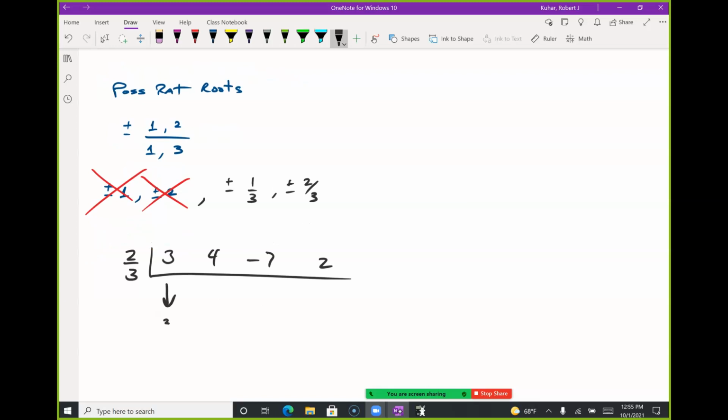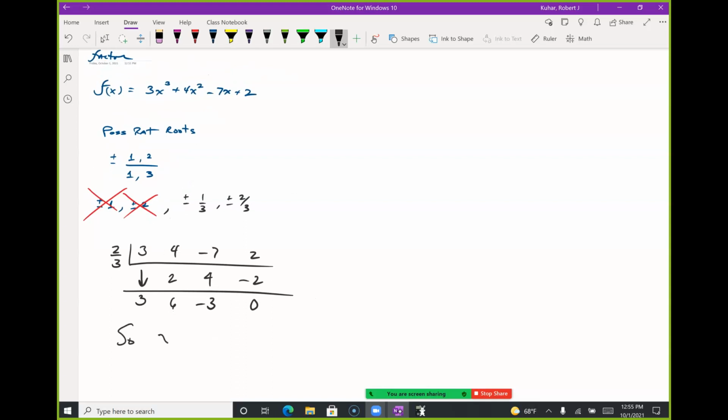So let's bring down our leading 3 and multiply. What do I get? I get a 2, and then add, 6, and then multiply, I get a 4. Then add, I get a -3, and then multiply, I get a -2 and a 0. Okay, I found my real root of 2/3. So x equals 2/3 is a zero, and x minus 2/3 is a factor. Everybody with me?